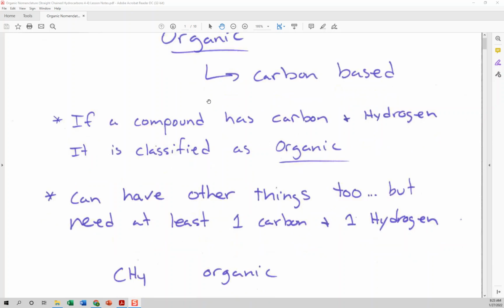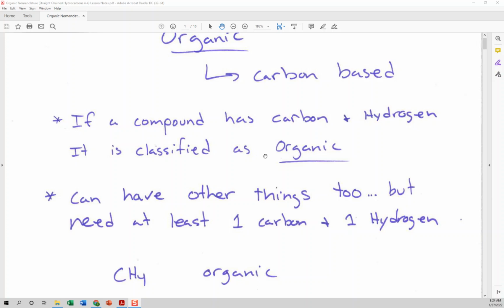Now, technically, to be classified as organic, you have to have carbon and hydrogen. You can have some other stuff, but you have to have at least one carbon atom and one hydrogen atom in your molecule, and then it will be classified as an organic molecule or an organic compound. You can throw in oxygen, nitrogen, a bunch of other stuff, but if you have carbon and hydrogen, boom, you're organic.